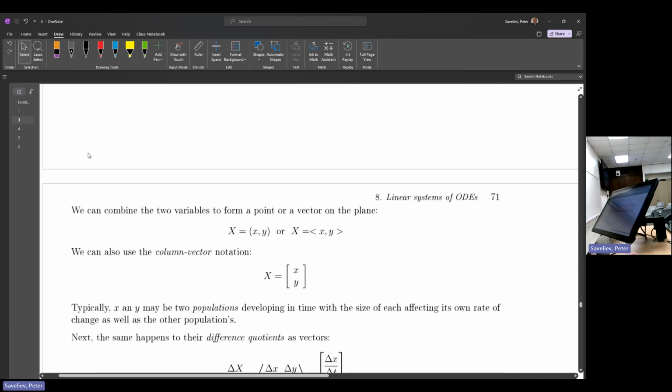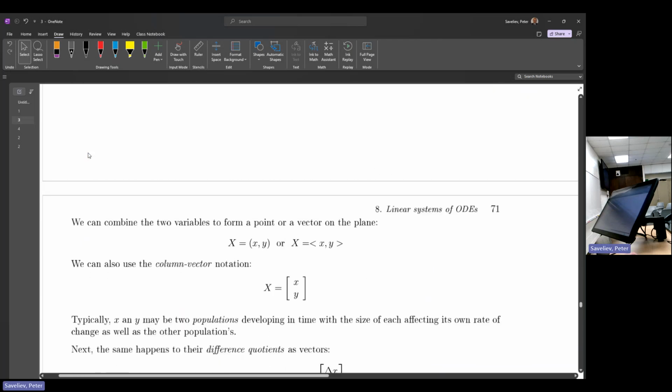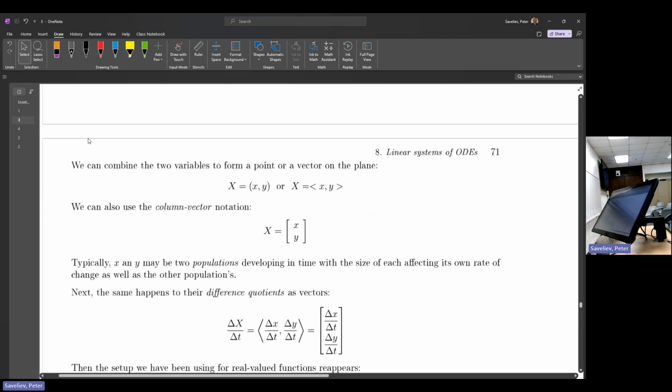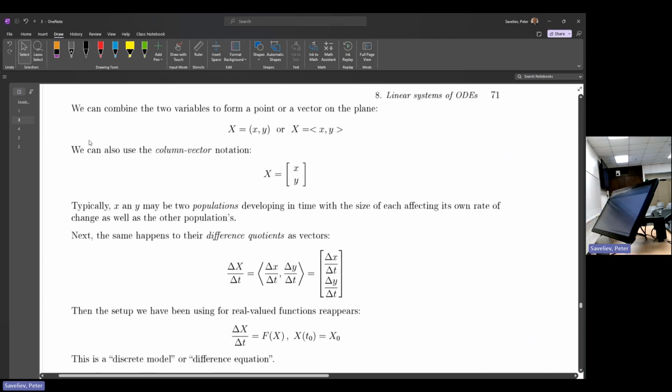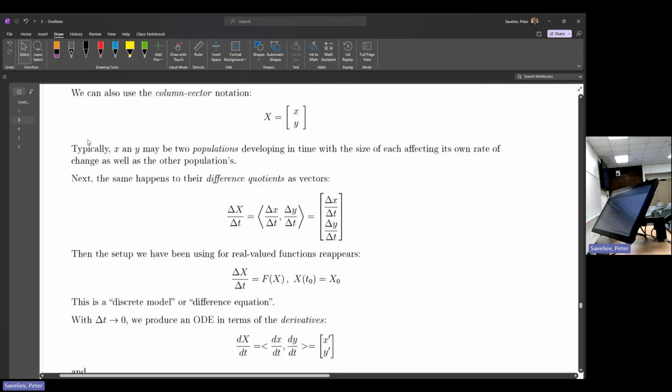Okay, so linear systems of ODEs. So once again, x, y. X could be a point or it is a vector. We're using either the triangular brackets or the column notation. The difference quotient also uses the two notations. That's definitely a vector. And then we can form this difference quotient equation, which allows us to do the modeling and the Euler solutions.